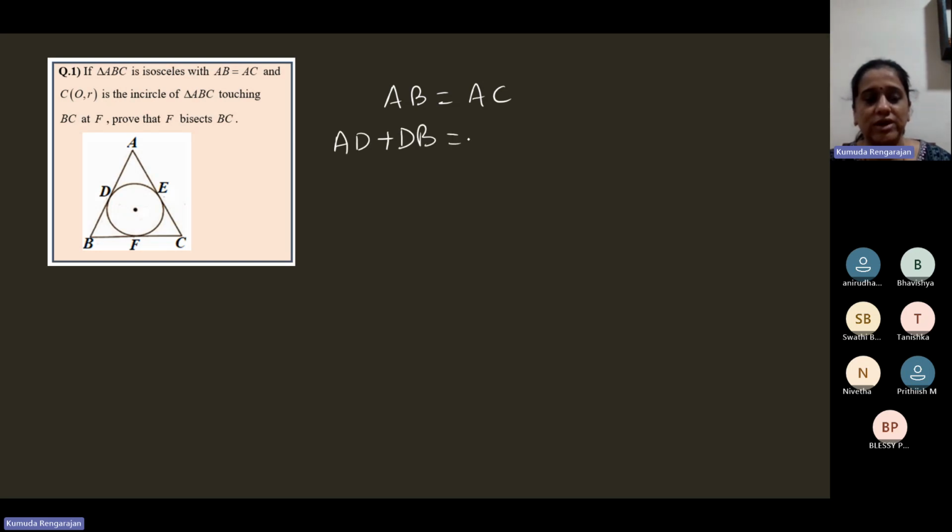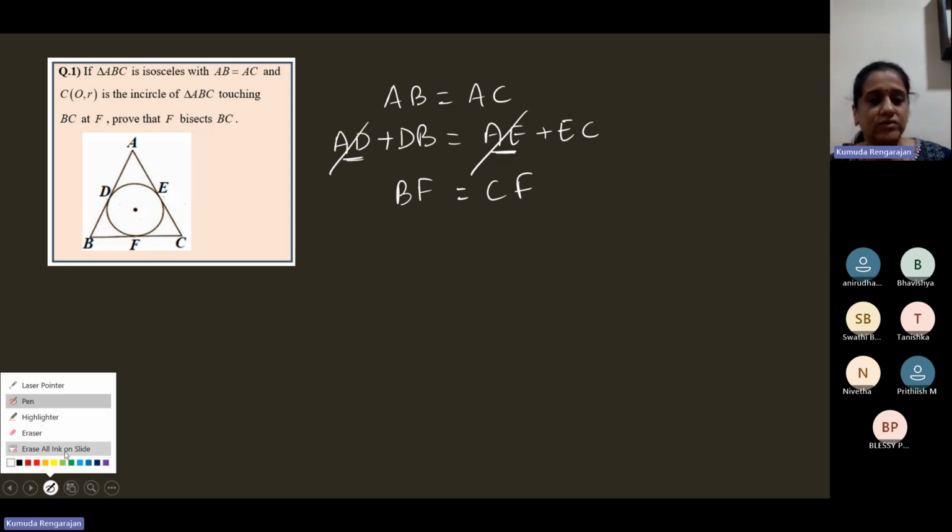Let's do it again. We start like this. Write what is given. AB is equal to AC is given. Now AB can be written as AD plus DB, equal to AC, which can be written as AE plus EC. Now after this, we know that AD is equal to AE, so cancel it out. Now we have DB and EC. What is DB equal to? BF. DB is equal to BF, equal to EC. EC is equal to CF. Like this, we get this result, BF is equal to CF, which means F is the midpoint of BC, or F bisects BC.